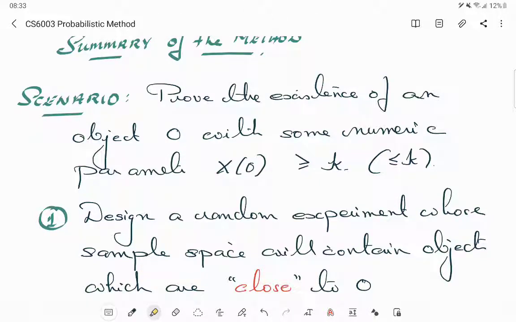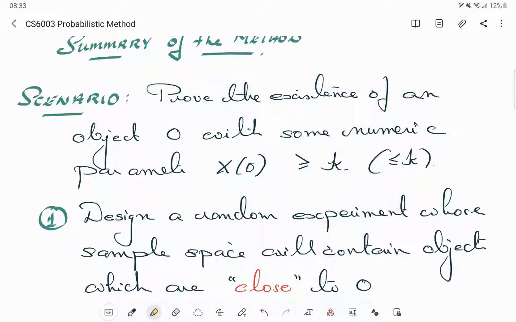In the normal expectation method, we would try to design a random experiment whose sample space will contain the objects of our interest, and then we try to estimate the expected value of this numeric parameter. In order to do that, we had to design the experiment in such a way that it is easy to break down the random variable as a sum of easy to compute indicator random variables and so on.